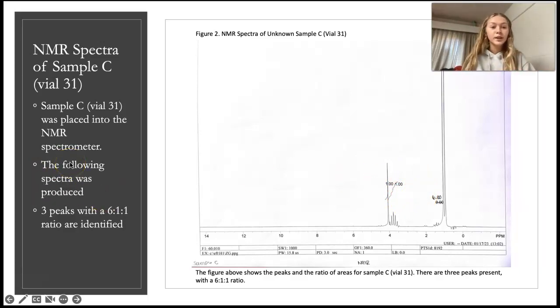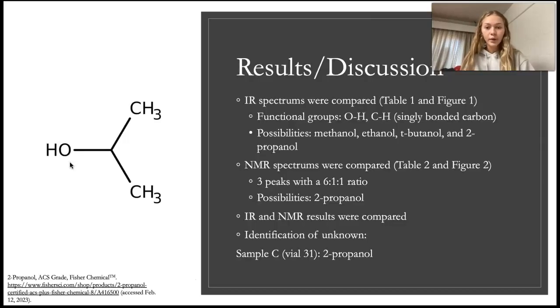So the information between the OH and the CH, along with the 3 peaks with a 6:1:1 ratio, were then compared, as stated here. So Table 1 and Figure 1 were compared for the IR, and then Table 2 and Figure 2 were compared for the NMR, and the IR predicted that methanol, ethanol, 2-butanol, and 2-propanol were all possibilities. For the NMR to clearly indicate which one may be present, the only possible compound with 3 peaks and a 6:1:1 ratio would be 2-propanol.